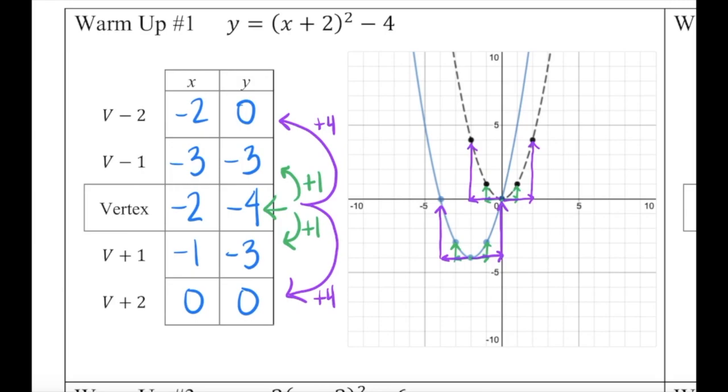So really, we can tell that this parabola has not been shrunk or stretched because it still has that same pattern as the parent function.